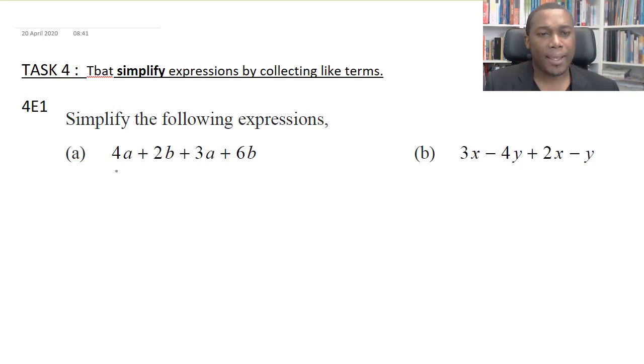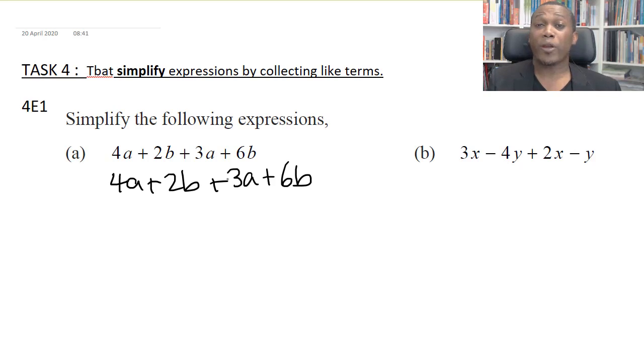So we have 4A plus 3A. Note what I'm doing. I've written down, you should have written down the expression. Don't just go into answers. So let me model totally. In your book, you would write down 4A plus 2B plus 3A plus 6B. Before you wrote that down, just to be clear, you should have written down task 4 and the objective for task 4. So you're just creating this clear record of what you're doing and how all the questions tie up to each other. So 4A plus 2B plus 3A plus 6B.